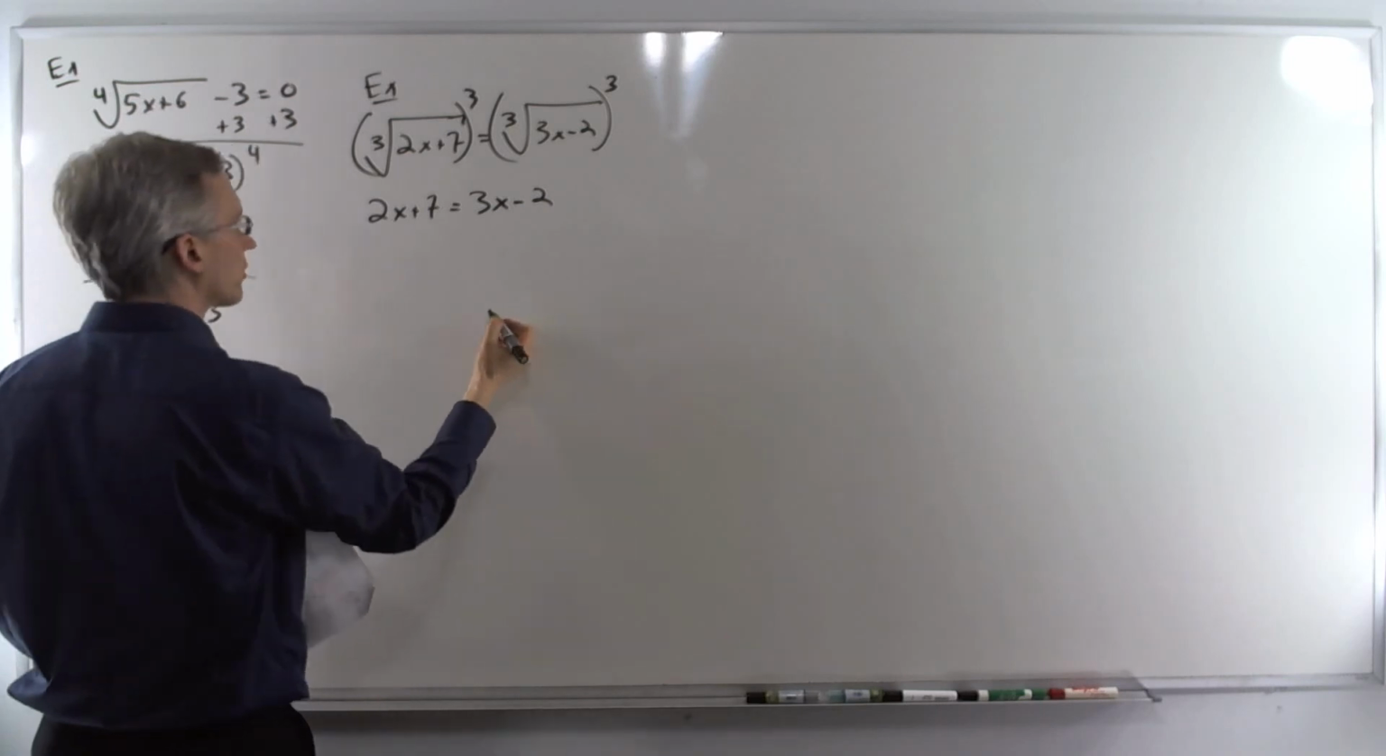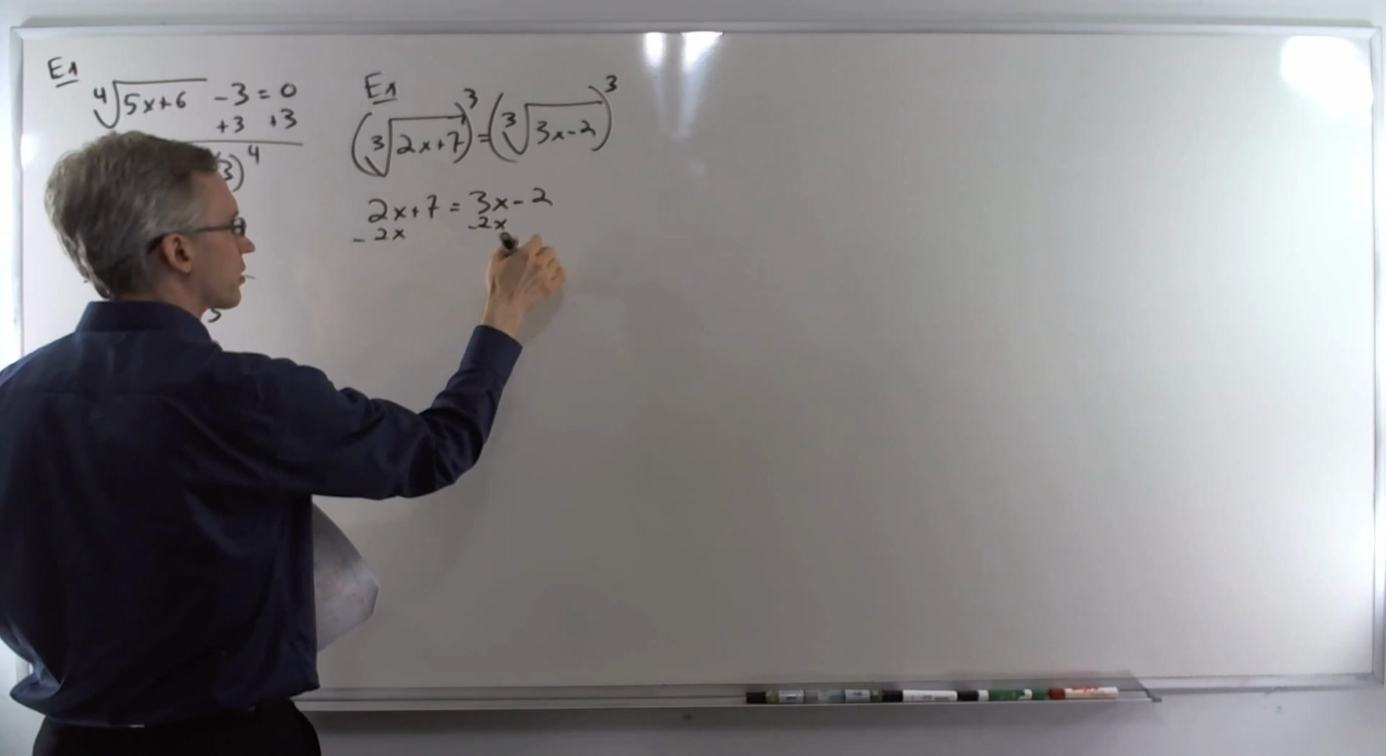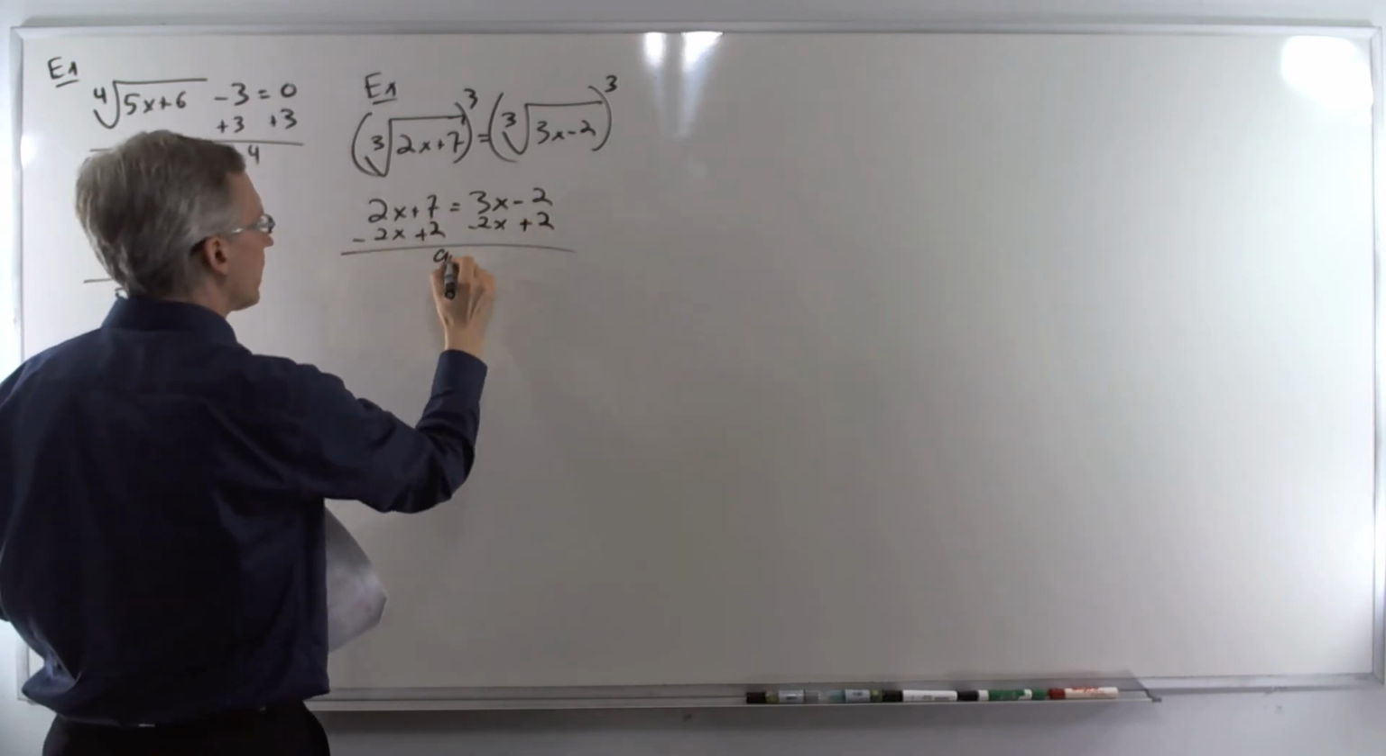And we just got a regular old linear equation to solve. So I'm going to subtract 2x from both sides, and we get all the x's to the right. So I'm going to move the numbers to the left, and we get 9 equals x.